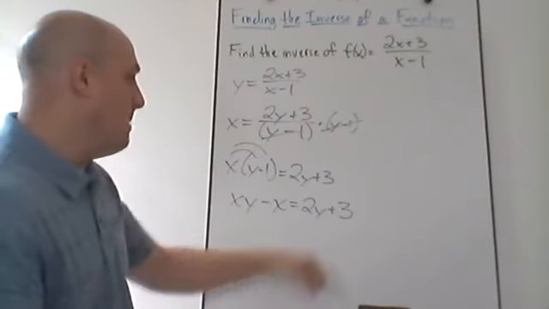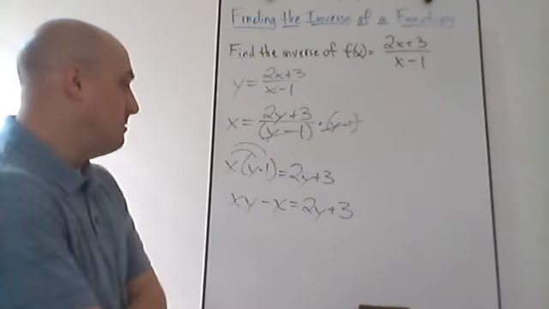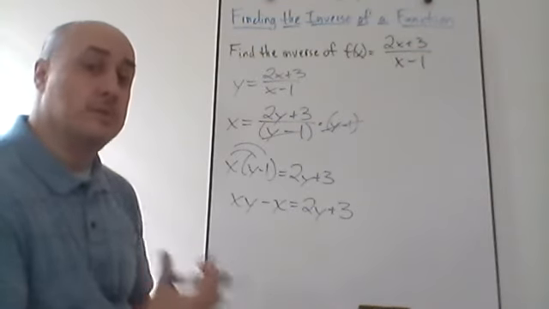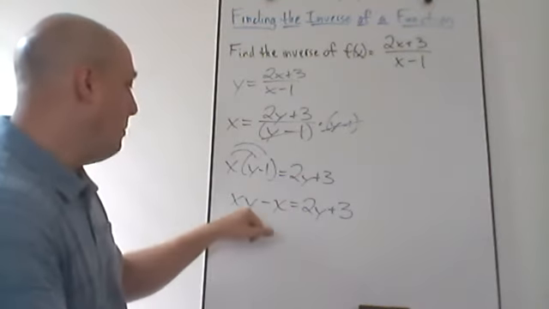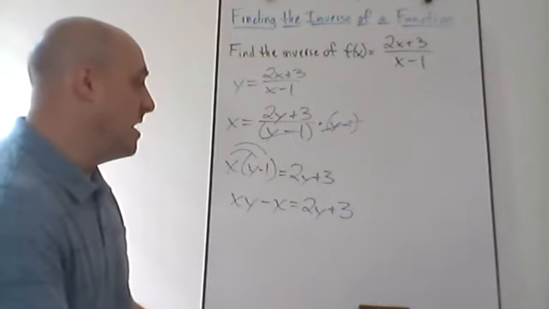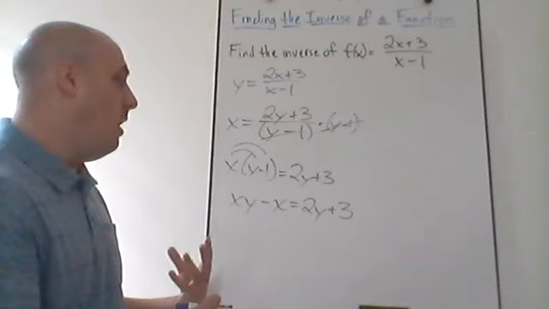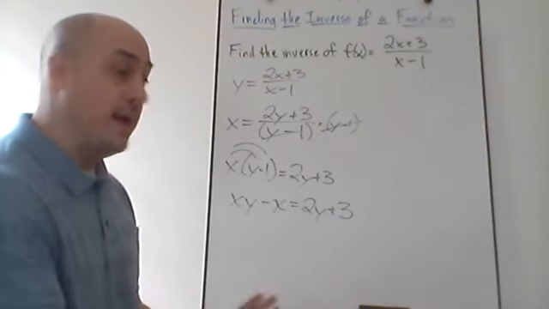All right, so xy minus x equals 2y plus 3. Now what I need to do is get all my y's together on the same side of the equation, right? Because I have a y on this side and I have a y over there on the right side. So I need all the y's on one side and all of the things that don't have a y on the other side.